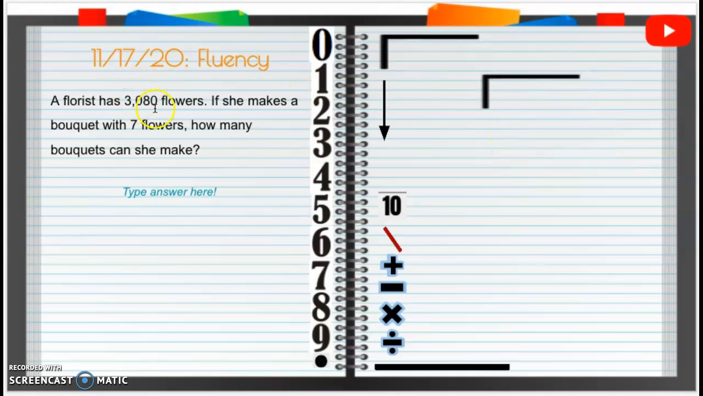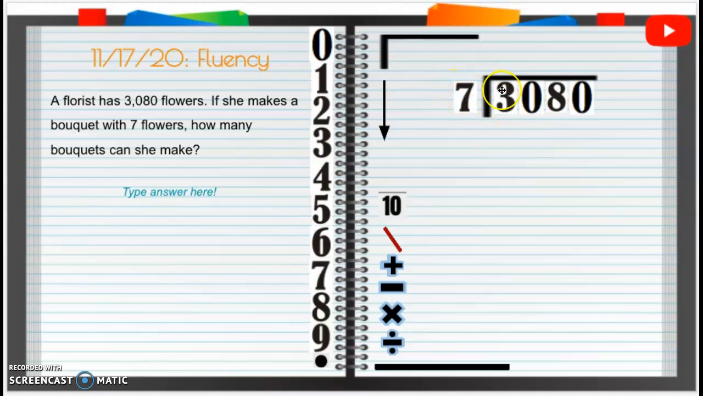All right, so 3,080 is going to go on our inside as our dividend. So 3,080. All right, so we have 3,080. I'm going to make this a little bit longer. There we go. And our divisor is going to be 7. I'm actually going to make this a little taller too. There we go. Oh, much better.